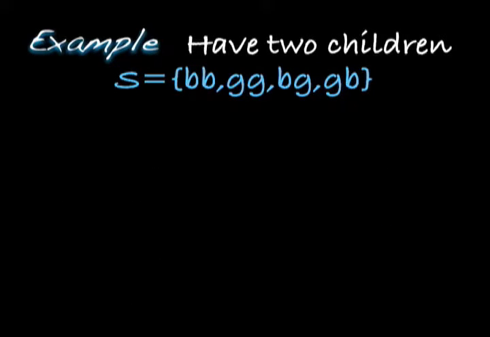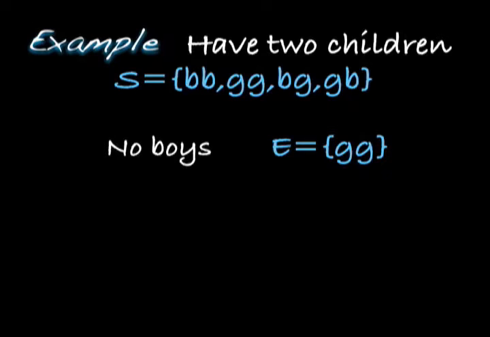Having 2 children. The event of having no boys. No boys means 0 boys. If we look at the sample space, we have to determine which outcomes are associated with having 0 boys. The GG, having 2 girls, is the only outcome associated with having no boys.